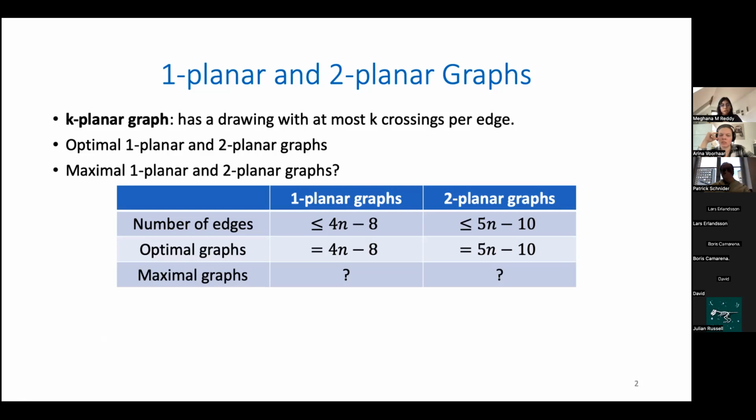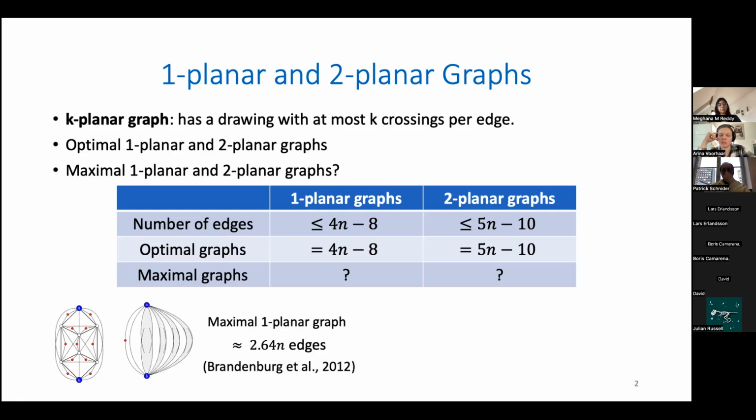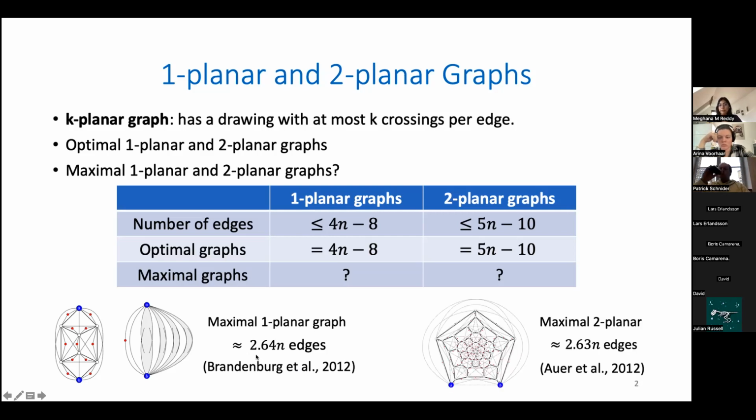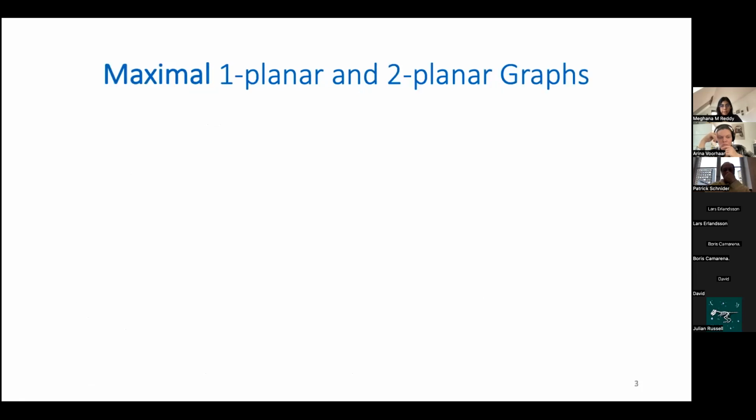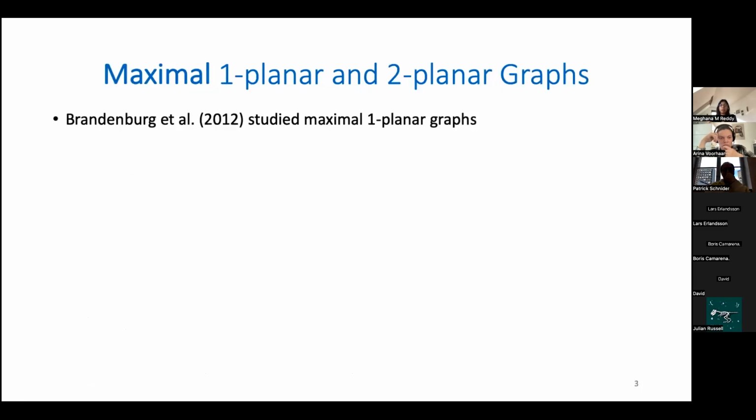It turns out it's not true for 1-planar and 2-planar graphs, because we have examples of maximal 1-planar graphs which have only 2.64n edges, and examples of maximal 2-planar graphs which have 2.63n edges. We can see that these numbers are not close to 4n and 5n. So let's look at this in more detail. What happens with 1-planar graphs?